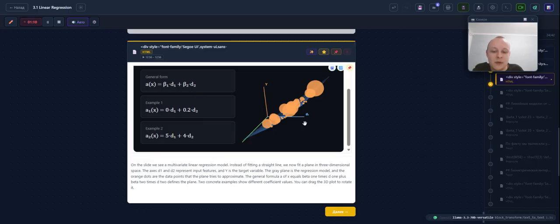On the slide, we see a multivariate linear regression model. Instead of fitting a straight line, we now fit a plane in three-dimensional space. We have axes d1, d2, and y as a target. The orange dots are objects, data points, and we have the general form of our function, and we will try to build a linear model that can describe our data in the best possible way in three-dimensional space.